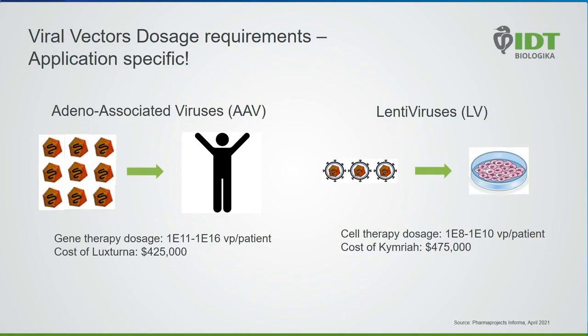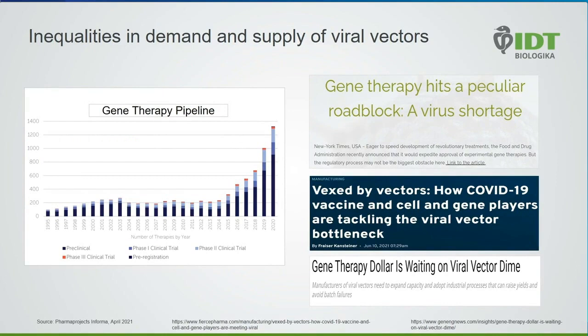The other thing to remember is that there is a lot of inequality between the demand and supply of these viral vectors. If you look at the graph on the left, you notice how the number of candidates that have entered clinical trials at various phases has increased significantly over recent times. However, to meet that demand, we don't have enough supply of viral vectors. This is acknowledged in the field by several articles, which point out that we have an acute shortage of these viral vectors. This is one of the main reasons why CDMOs such as ours have entered this space, to bridge the gap between the demand and supply of these viral vectors.